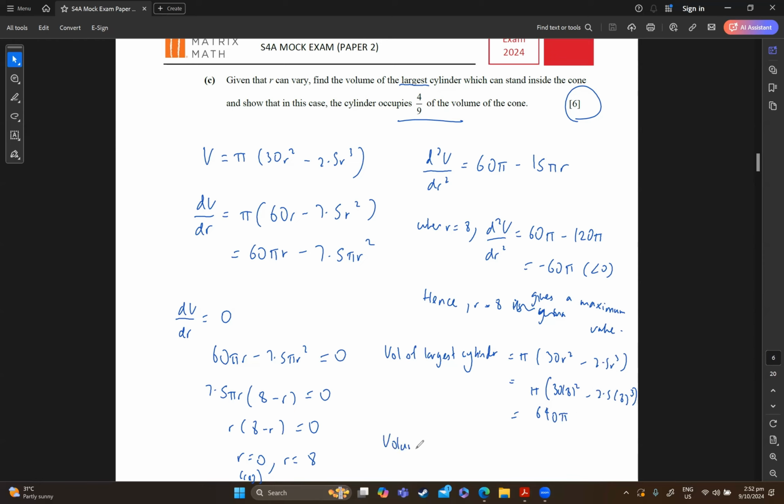Next, volume of cone: 1/3 pi times 12 squared times 30. That should give you 1440 pi. So the cylinder occupies 4 over 9 of the volume, just take this over this. So just write down 640 pi over 1440 pi, which should give you 4/9 straight away. So you can write down, shown.